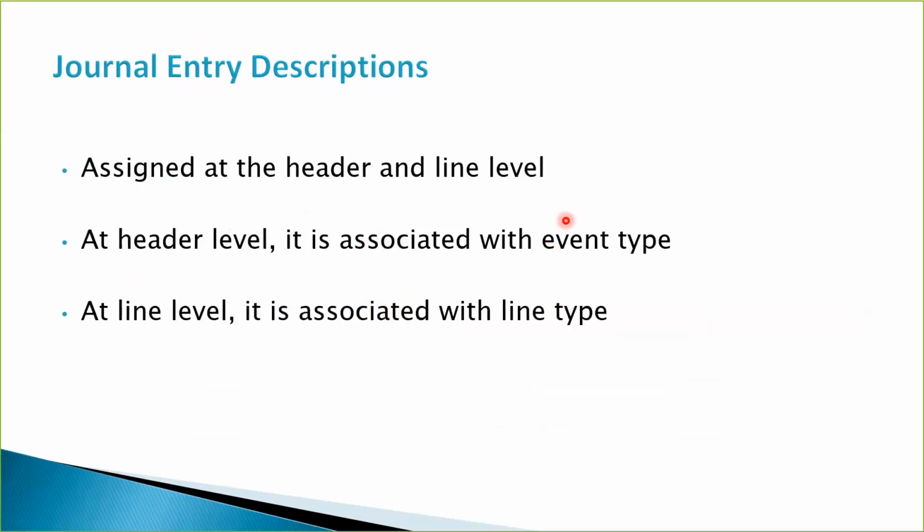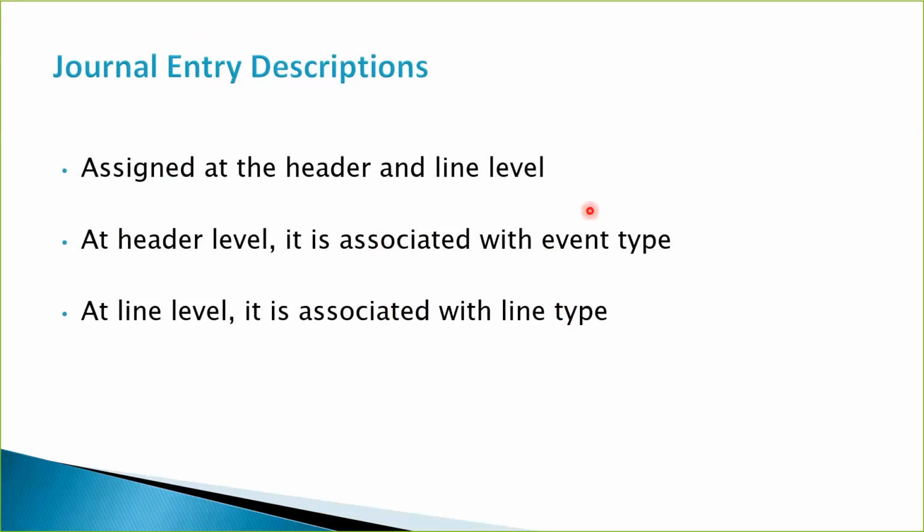When we create an invoice and we validate it, accounting is created, which means a journal entry or a journal is created. So we know what a journal looks like. It has the header section and it has the line section, okay? So we can have descriptions at that header level, and we can also have a description for each line. The description at the header level is associated with an event type.